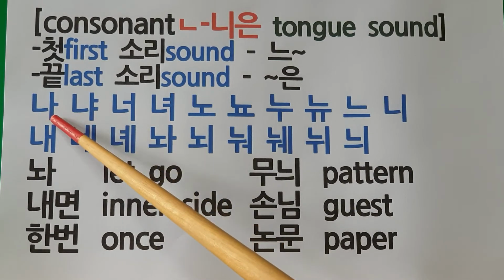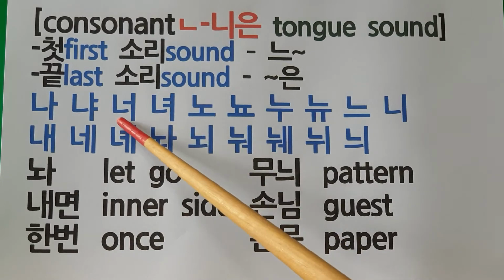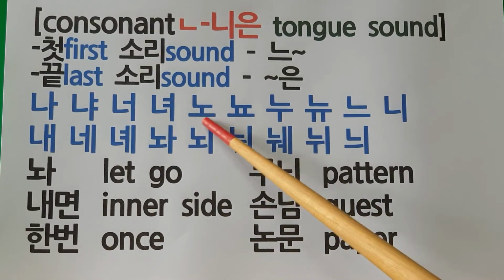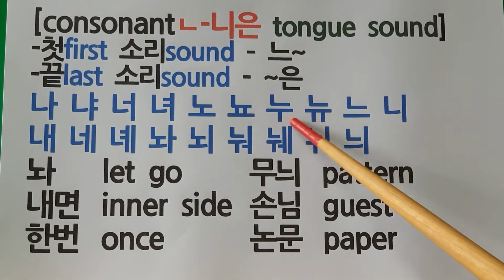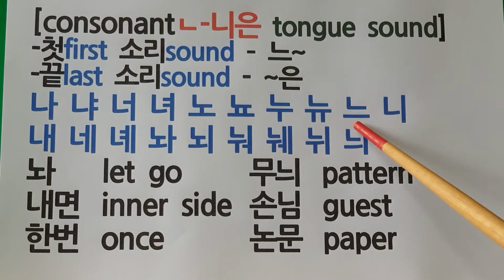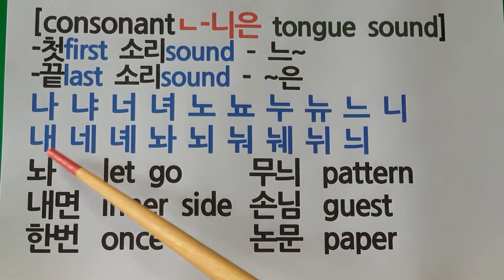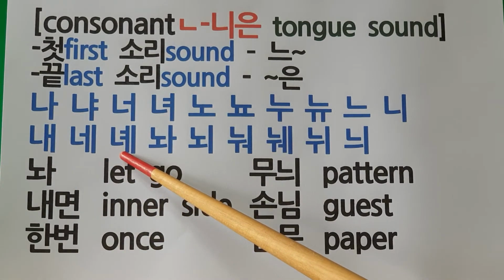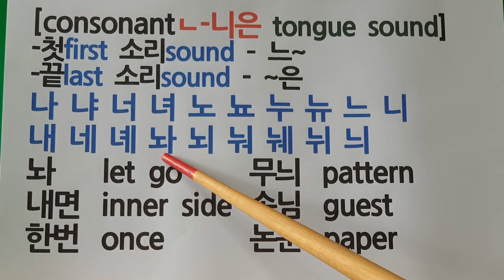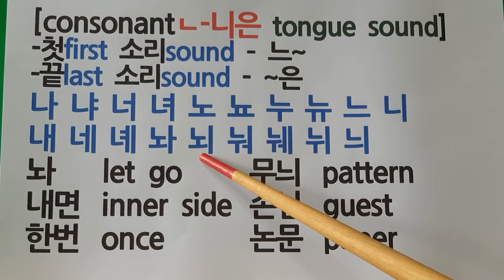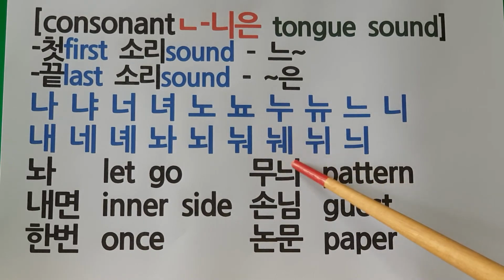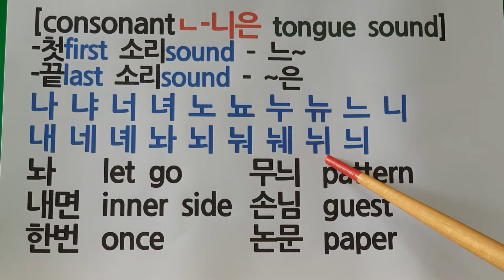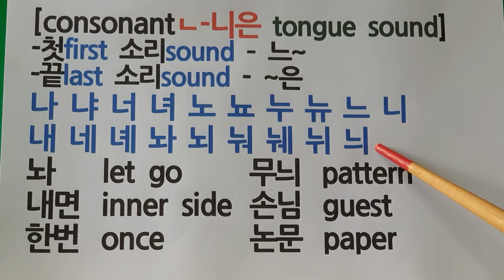나냐. 너녀. This is easier, right? Instead of saying separately, 누뉴, like a word. 느니. 네네. Hard one. 녜. 놔. 뇌. 노. 뇌. 뉘. This is just ni. Sounds similar. Ni. Almost the same.